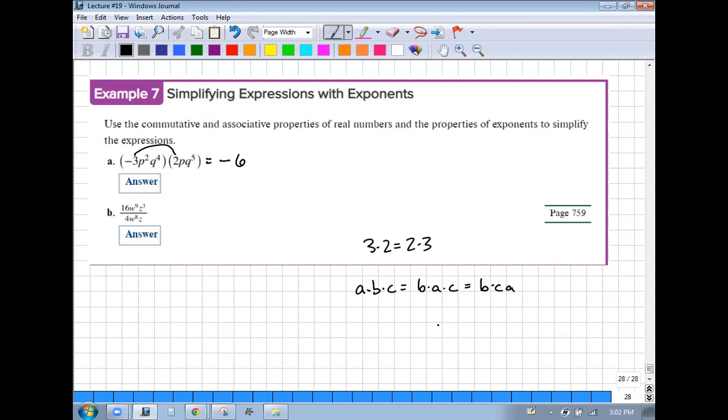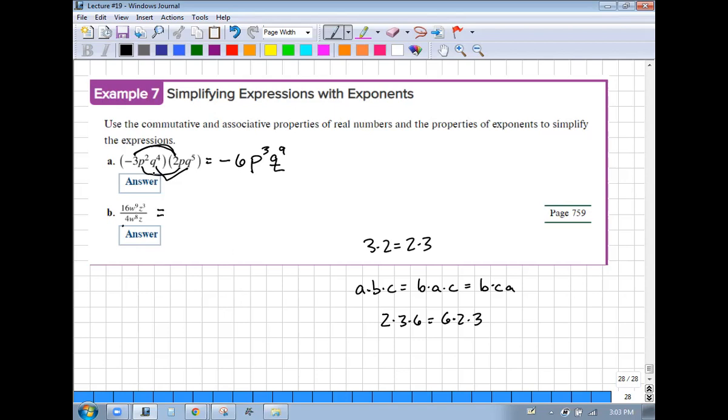If you're multiplying, you can multiply these things in any order you want, right? 2 times 3 times 6 is the same thing as 6 times 2 times 3. So these are all just being multiplied together. So we can collect these. The 3 and the 2 is a 6. If we have P squared times a P, that gives us 3 P's total. We have 4 Q's times 5 Q's. That gives us 9 Q's.